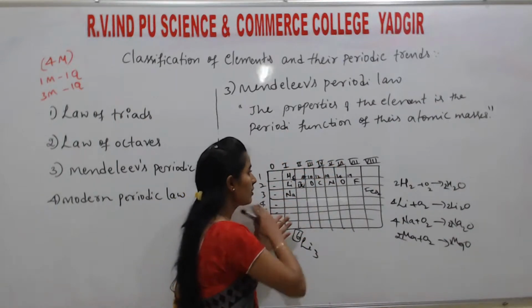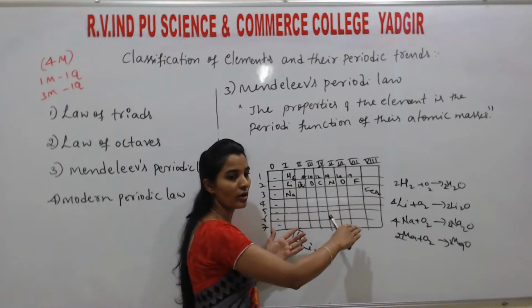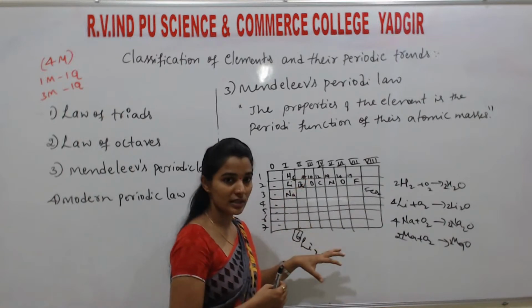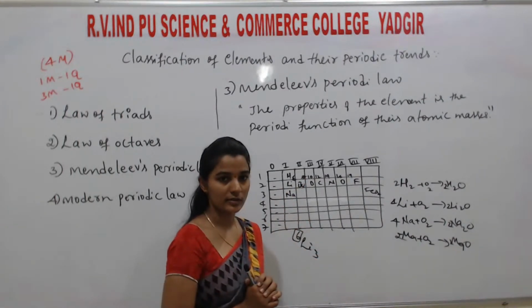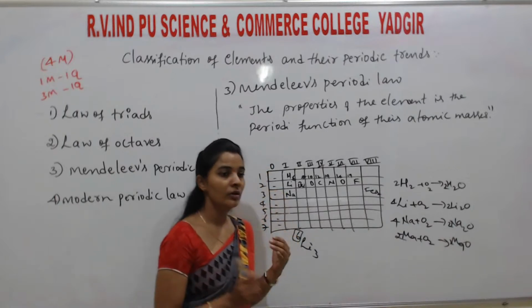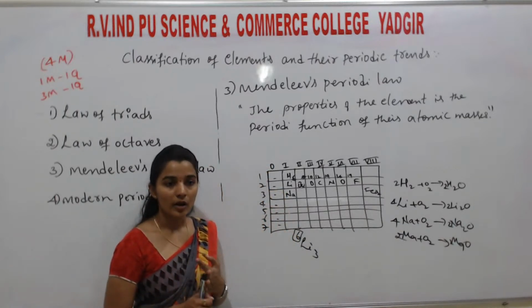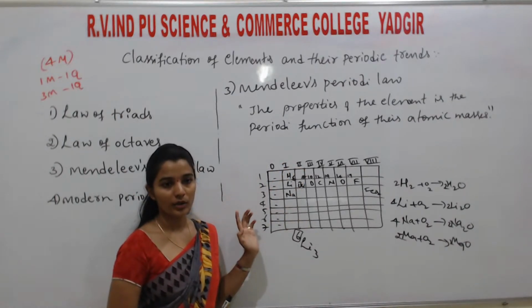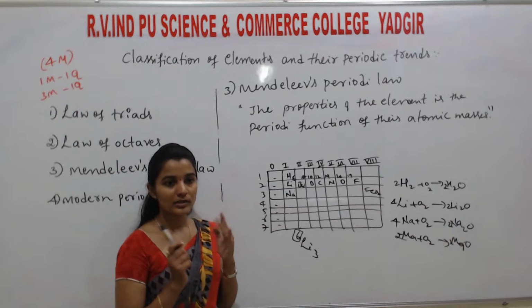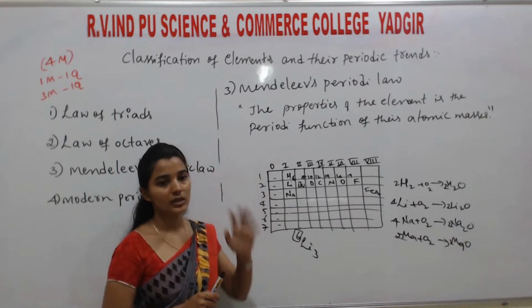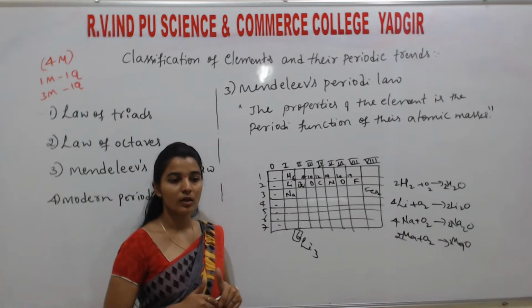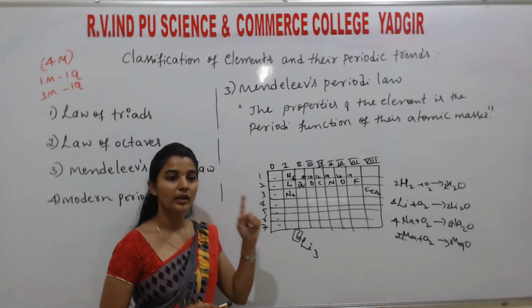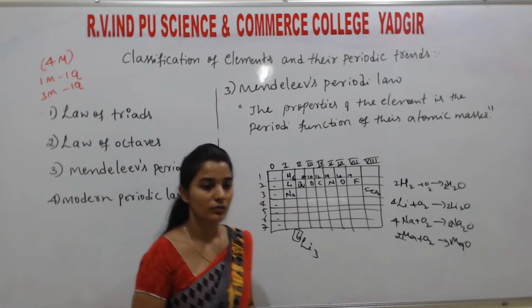About this, what these horizontal rows are called, what these vertical columns are called, how they are classified, and why this theory is discarded, I will explain in the next class. Today we discussed law of triads, law of octaves, and Mendeleev's periodic law. Their statements are very, very important. Understand? For 3 marks: What is law of triads? What is law of octaves? What is Mendeleev's periodic law? Be thorough with that, then in tomorrow's class we will discuss the detailed study of Mendeleev's periodic table. Okay? Thank you.